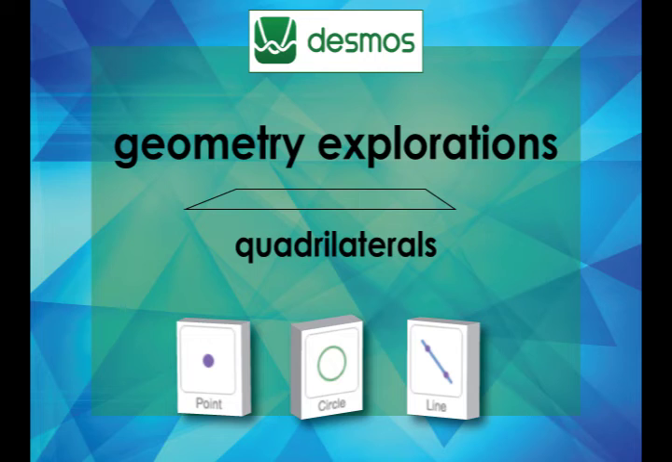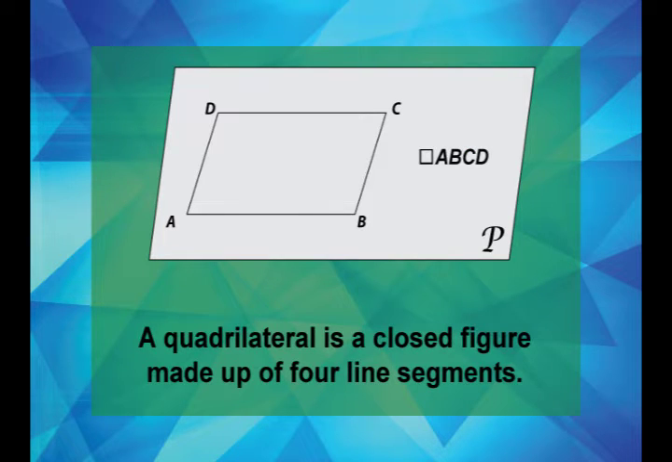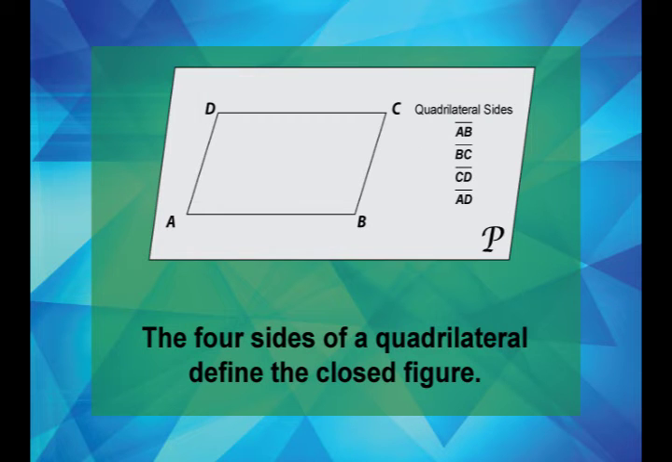In this tutorial, we define and explore the properties of quadrilaterals using the Desmos geometry tools. A quadrilateral is a closed figure made up of 4 line segments. This is quadrilateral ABCD. The 4 sides of a quadrilateral define the closed figure. The quadrilateral sides are made up of line segments AB, BC, CD, and AD.